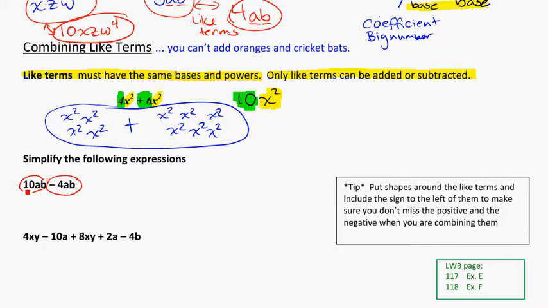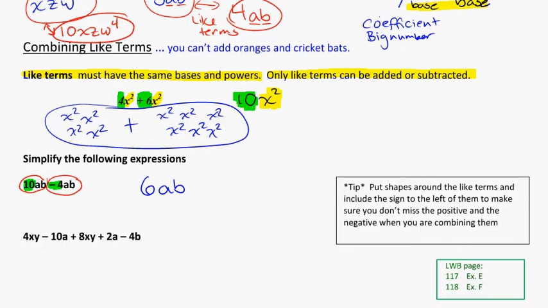So I've got ab, that will stay the same. We keep the base the same. ab will stay the same. And now I just need to look at the numbers. 10 minus 4, and 10 minus 4 is 6. So 10ab minus 4ab becomes 6ab. Again, that's 10 abs all in a pile, and we're going to take 4 of them away, so we're left with 6.